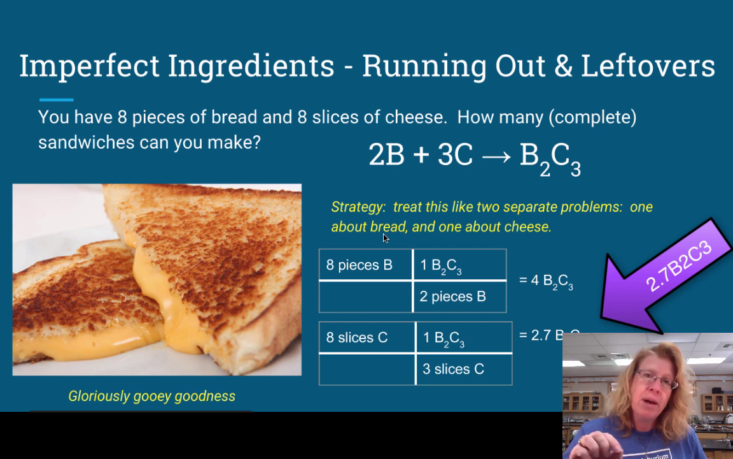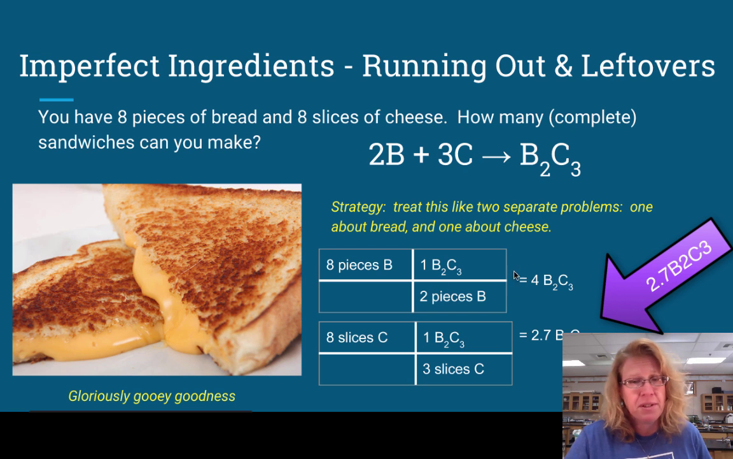When you're given the amounts of two reactants, I'm given the amounts of bread and the amounts of cheese, treat it like two separate problems. Don't try to do it in one single problem, but do it as two separate problems. So in this one, I'm going to do one little Wunderfraction here where I'm converting from bread to sandwiches. Okay, just considering the bread, how many sandwiches could I make?